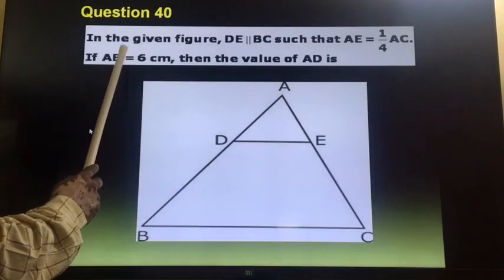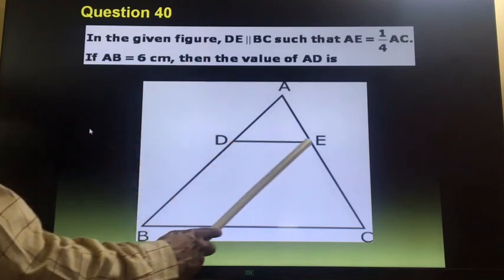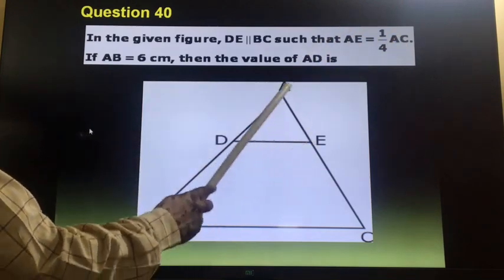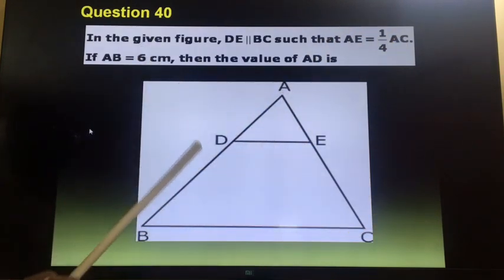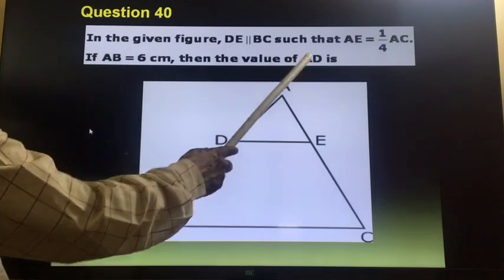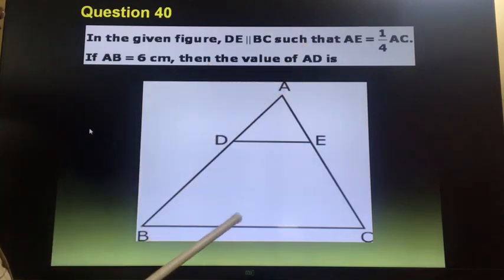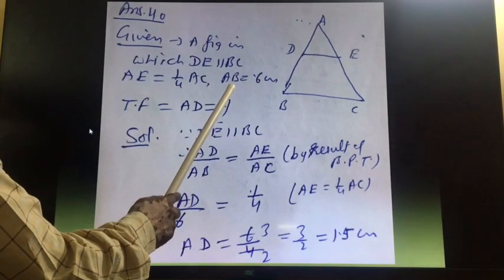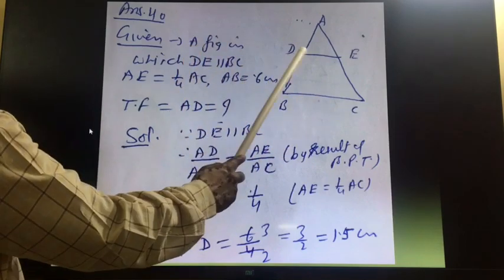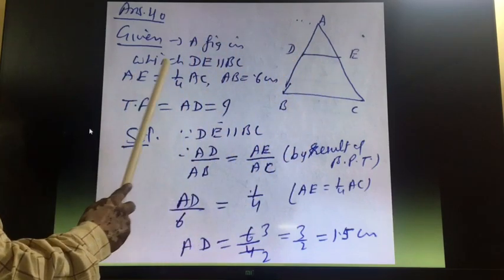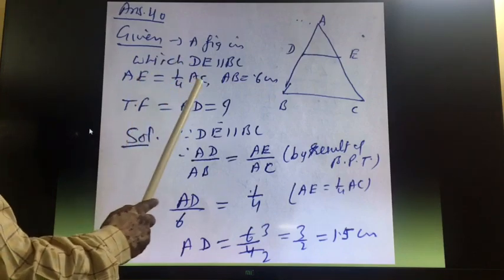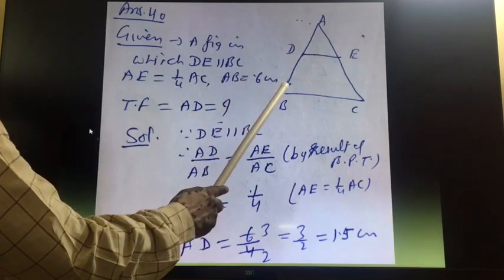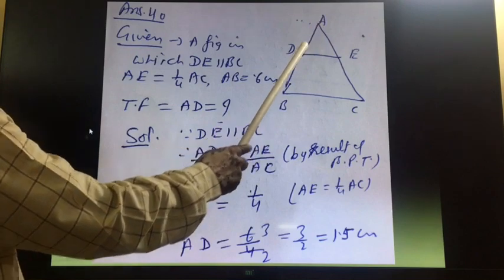Now question number 40. In the given figure, DE line is parallel to BC and AE is equal to 1 by 4 AC. AE line is 1 by 4 part of this, and AB is equal to 6 centimeter. It is given. Then we have to find out what is the value of AD. So this type of question we have already done, but once again here the measurements are different. So triangle ABC is given, DE line is parallel to BC, and AE is equal to 1 by 4 AC. So from this, AE upon AC will be equal to 1 by 4, and AB is equal to 6, full length is given. We want to find out AD, this much.